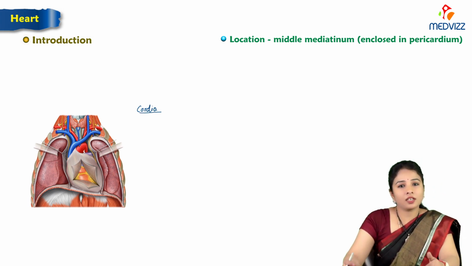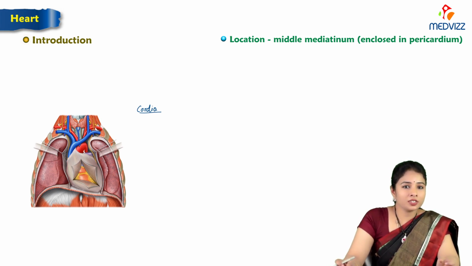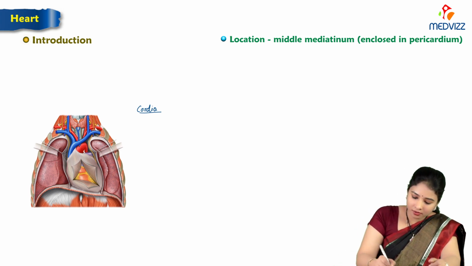Cardia means associated with the heart, like carditis, cardiac myopathy, cardiac plexus. So all these terms are associated with the heart because cardia means the heart in Greek. And in Latin, heart means cor or cordis.